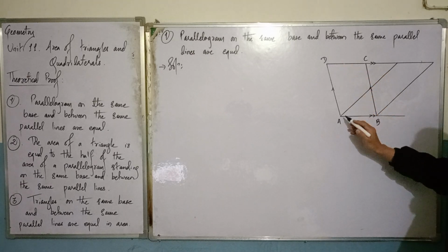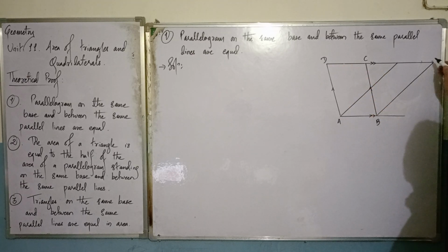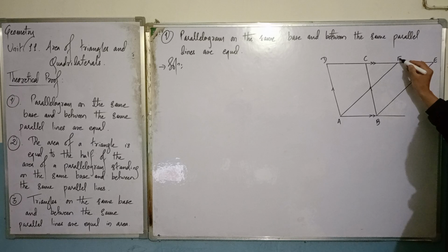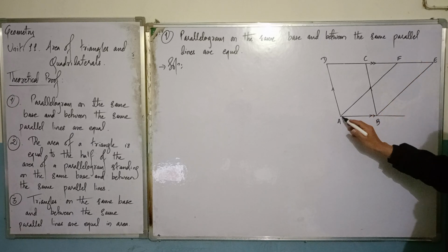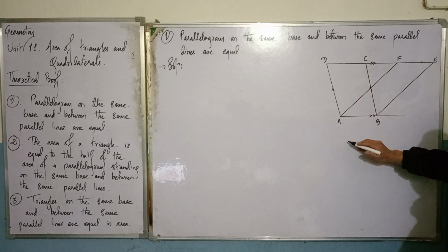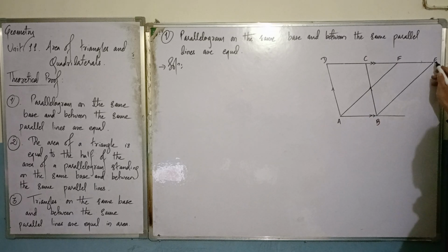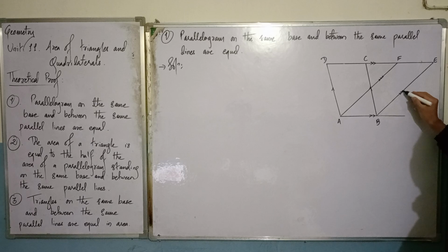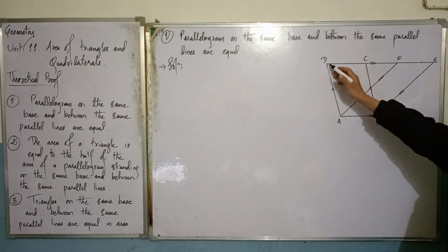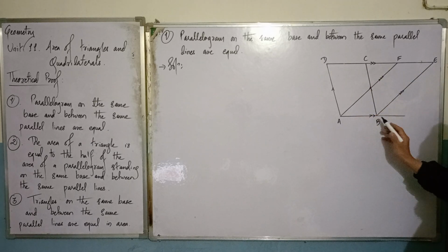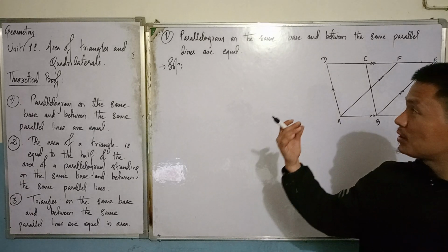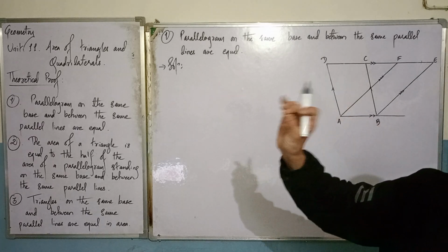ABCD is already here, so ABCD, let's say this AB, this EF. Okay, so here are two parallelograms, ABCD and another parallelogram ABEF. So here are two parallelograms standing on the same base AB and under the same parallel lines DE and AB. So in this case, I'm going to prove this theoretically by the easiest way possible.